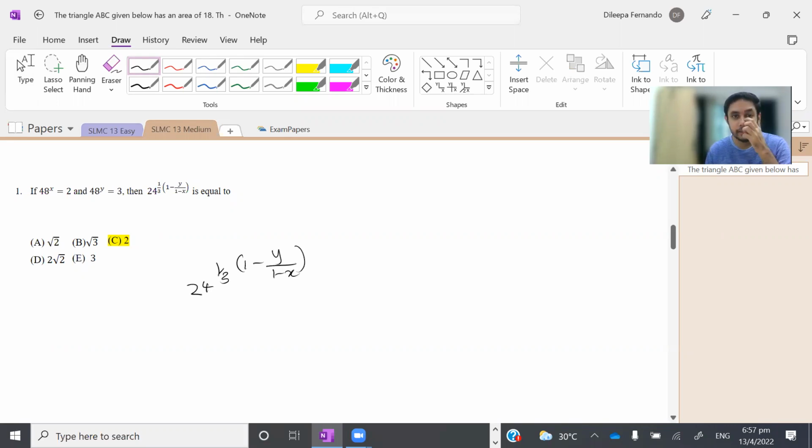Can you see that all the answers are independent of x and y? What does that mean? That means y over 1 minus x can be found. So we should use these equations to find y over 1 minus x. Now let's do some changes, because we have these in terms of 24. So let's write this 48 in terms of 24.